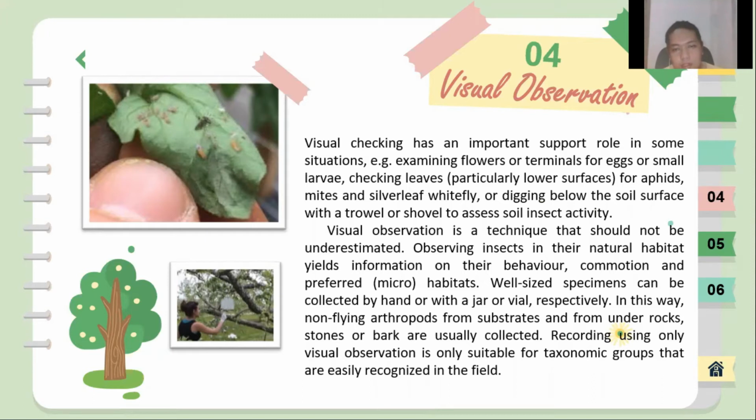Visual observation is a technique that should not be underestimated. Observing insects in their natural habitat yields information on their behavior, commotion, and preferred microhabitats. Such specimens can be collected by hand or with a jar or a vial, respectively. In this way, non-flying arthropods from substrates and from under rocks, stones, or bark are usually collected. Recording using only visual observation is only suitable for taxonomic groups that are easily recognized in the field.